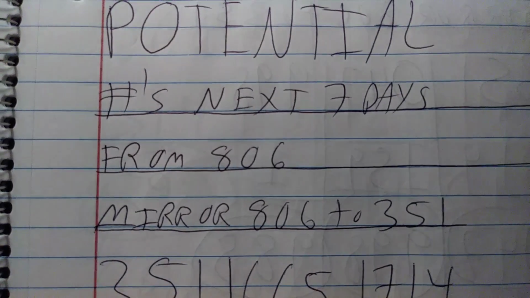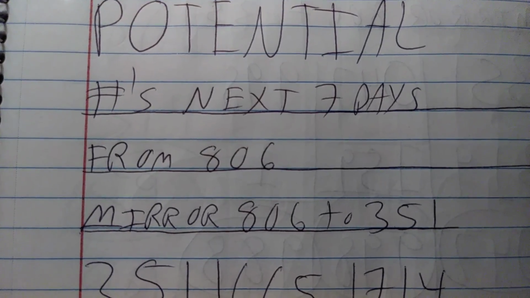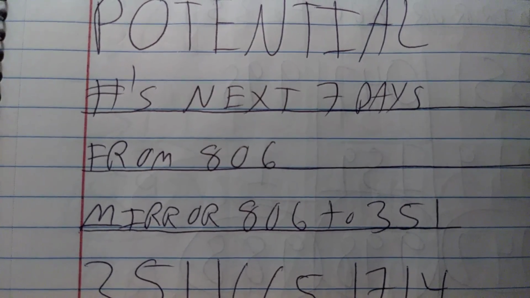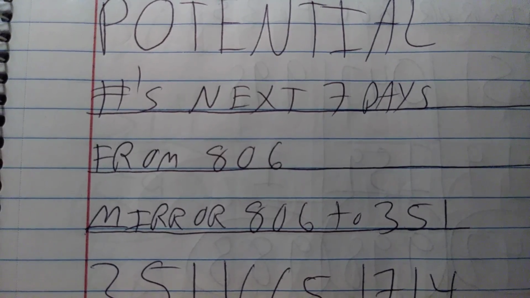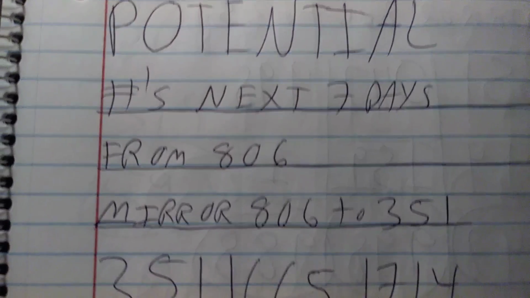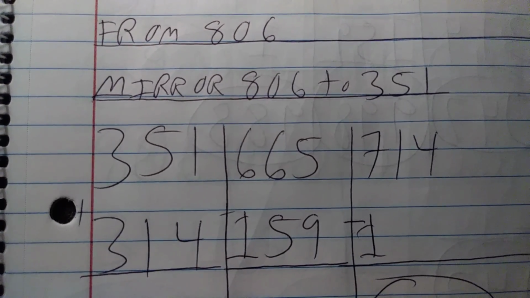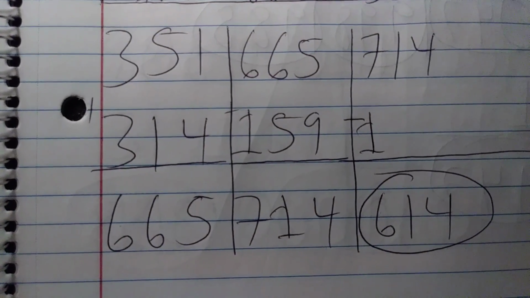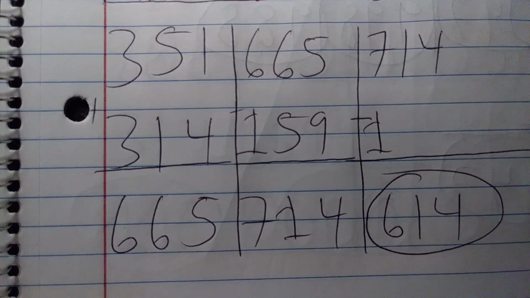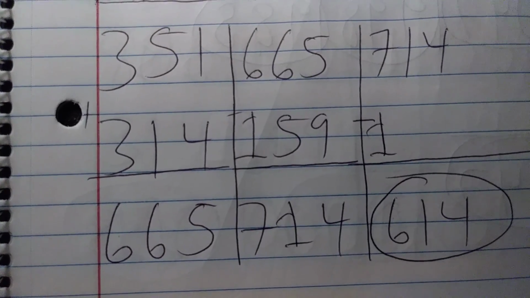And then based on all of that, the potential numbers in the next 7 days, I'll show you in just a second here. They are circled, and then I will do a brief summary at the very end too. So your 806 hit tonight. You're going to mirror that to 351. You're going to add 314, so 3 plus 3 is 6. 5 plus 1 is 6, and then 1 plus 4 is 5.